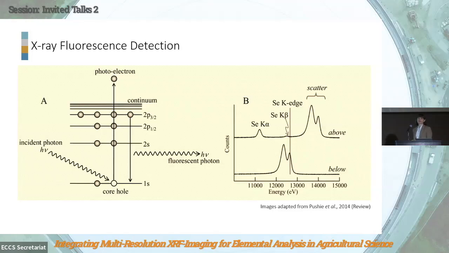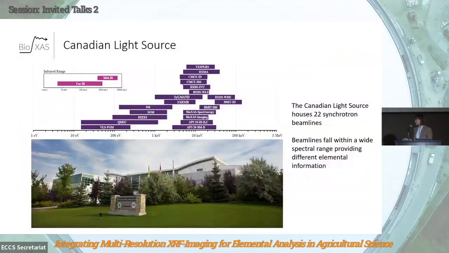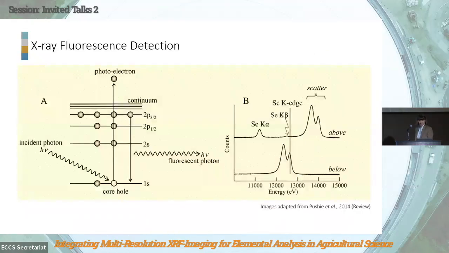And this is an experimental plot to indicate the importance of the energy of the incident beam. If the energy is below an absorption edge of an element, you would just measure scatter peaks. However, in this case, if it's above the absorption edge of an element, such as the selenium K edge, then you would also measure the specific emission peaks for selenium K alpha and K beta as well.